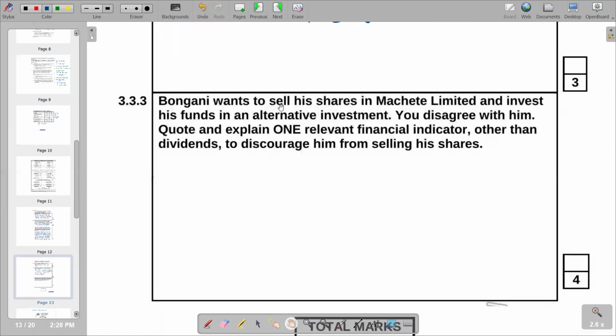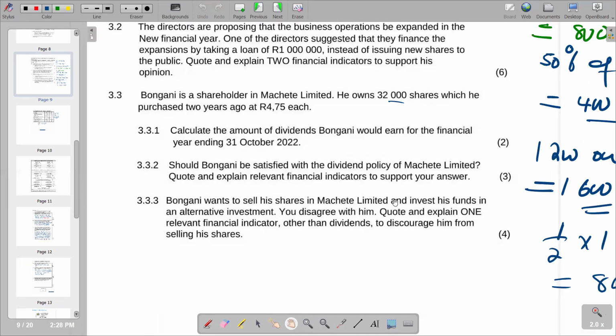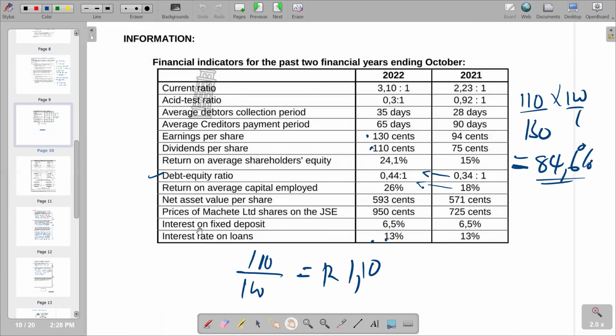Then moving on to the next question, which is now saying Bongani wants to sell his shares in Machete Limited and invest his funds in alternative investments. You disagree with him. Quote and explain one relevant financial indicator other than dividends to discourage him from selling his shares. Obviously, the owning of shares is an investment, so we have to compare with the percentage of alternative investment, which is indicated by interest on fixed deposit.